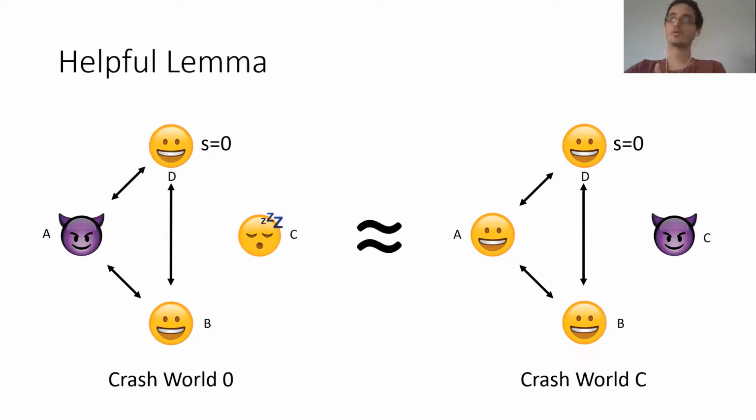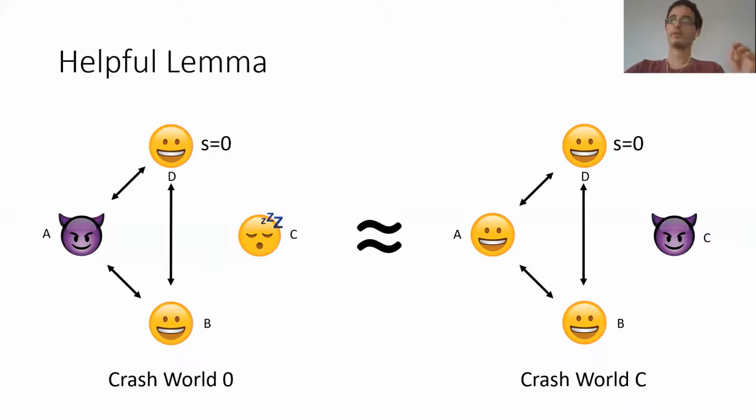Now, if we observe crash world C, all the non-faulty parties, including a non-faulty dealer, are participating in the protocol. So we know the share protocol must complete. On the other hand, if we look at crash world 0, these worlds are indistinguishable. So the parties must complete the share protocol in this world as well.